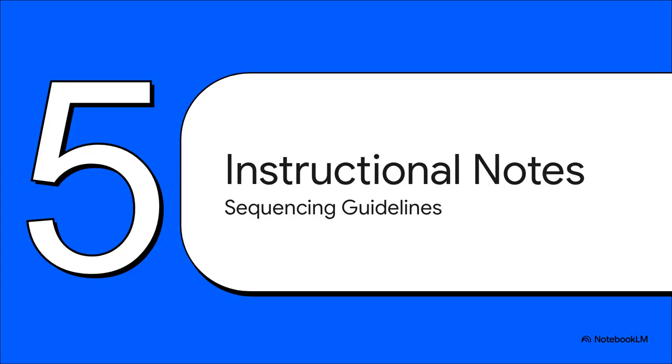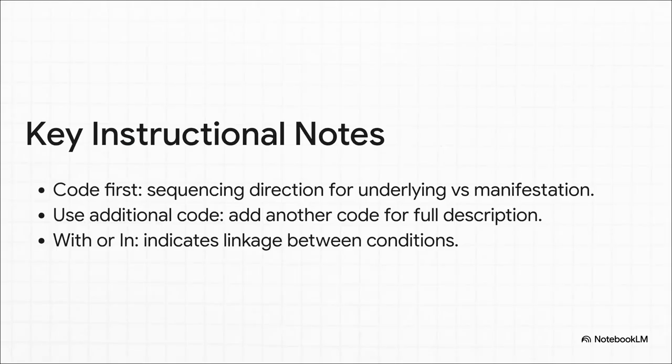Let's hit Section 5, Instructional Notes and Sequencing Guidelines. All right. Let's step into the rules that govern the mandatory order of codes. When you see code first or use additional code, you're looking at the etiology and manifestation convention. The underlying cause, the etiology, is always your primary code. Also, if you see the words with or due to, the guidelines legally presume a causal link between those conditions, unless the doctor explicitly writes otherwise. And definitely keep an eye out for those slanted brackets in the index. They're pointing out your secondary manifestation codes.